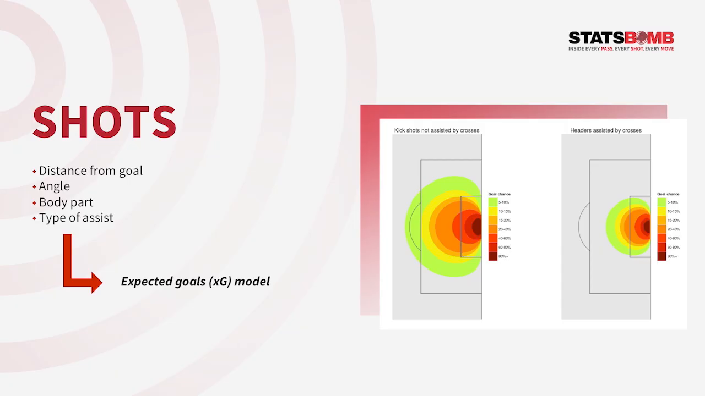So shots. What I want to do with shots is to see if we can analyze decision makings regarding shots. So in the data we have shots with the distance from the goal, angle, body part, type of assist, and stuff like that. And with this kind of data, we can build expected goal models. I will not explain expected goals. I think everyone knows.